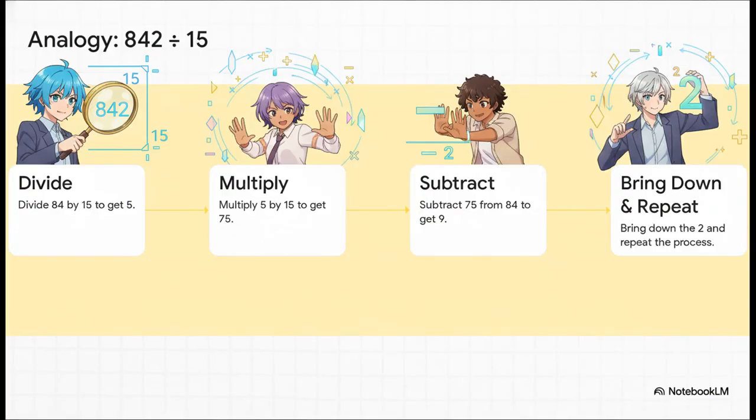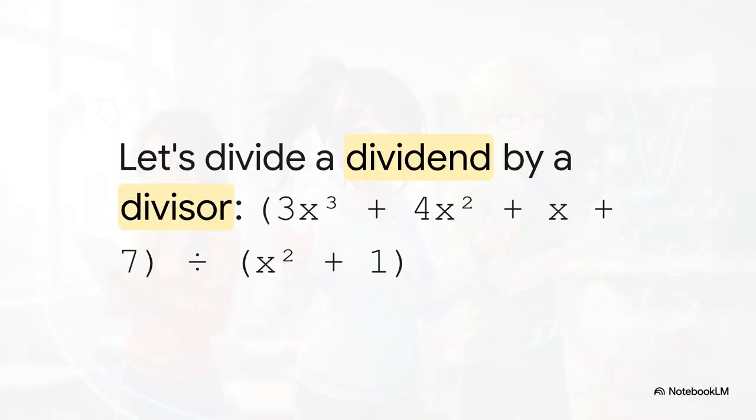The pattern is always the same, right? You divide, you multiply, you subtract, you bring down the next number, and then you do it all over again. That exact pattern, divide, multiply, subtract, repeat, is what we're about to use. If you keep this in your head, the next part's going to be a breeze. All right, here we go. This is our problem. We're going to divide this bigger polynomial, the dividend, by the smaller one, the divisor. Let's get to it, using that same pattern we just talked about.